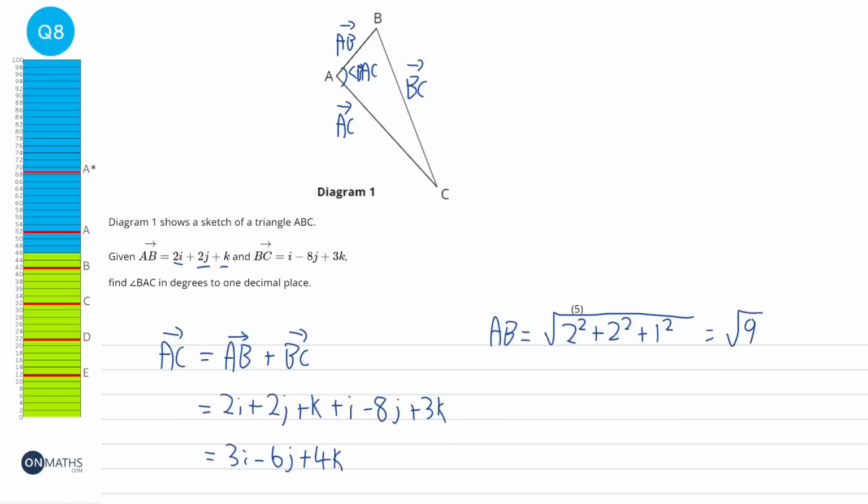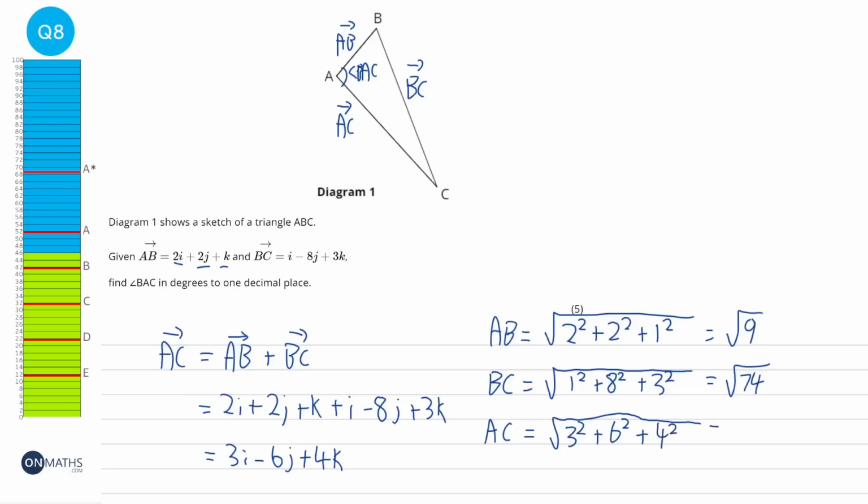Length BC next, so we're just going to do the same thing, square each of the components. So it's an i, so it'd be 1 squared plus 8 squared. Now it should be minus 8 squared, but whenever you square something it'll always be positive, so I'm just going to ignore the signs for this, and that would be square root of 74. And finally we're going to work out AC as a length, so that will be 3 squared, and again it should be minus 6 squared, but we know it's going to be positive anyway, and that will be square root of 61.